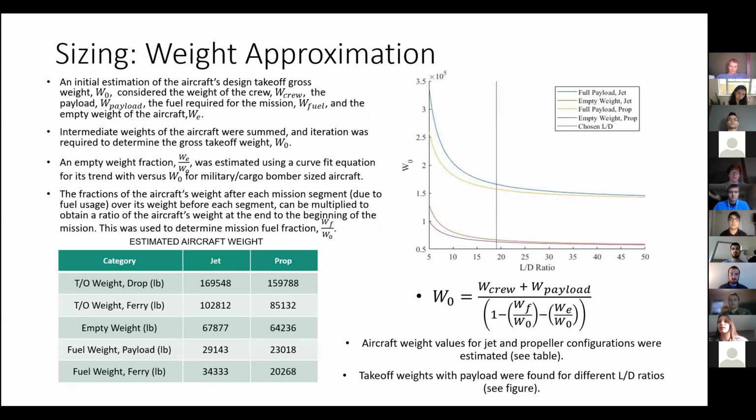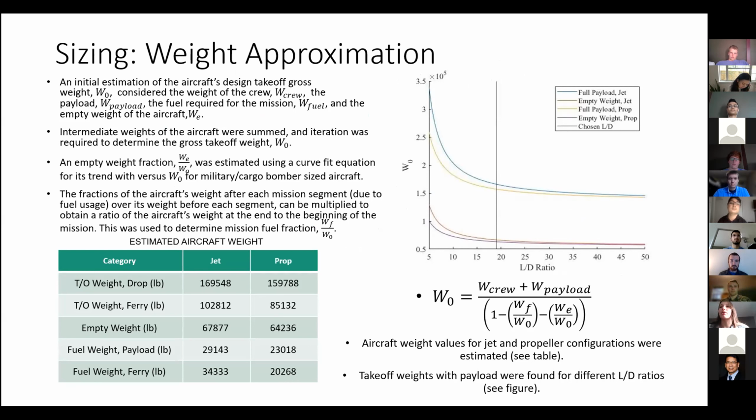So to initially estimate the takeoff weight for the design, we considered the weight of the crew, the payload, the fuel required for the mission, and an empty aircraft weight. We used an iterative method to solve for the gross takeoff weight for each segment of the mission profiles previously seen. To accomplish this, data from military and cargo bomber aircraft were used to estimate empty weight fractions, and loss of fuel after each mission segment was considered. This iterative equation we used is shown here, and results were obtained for both jet and turboprop configurations.